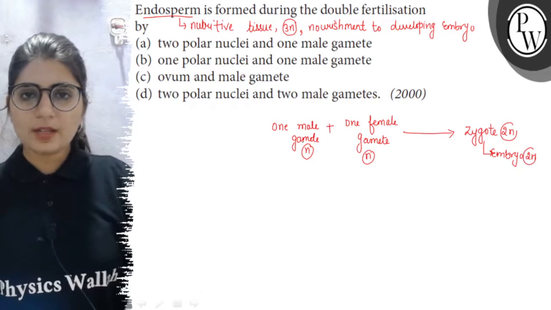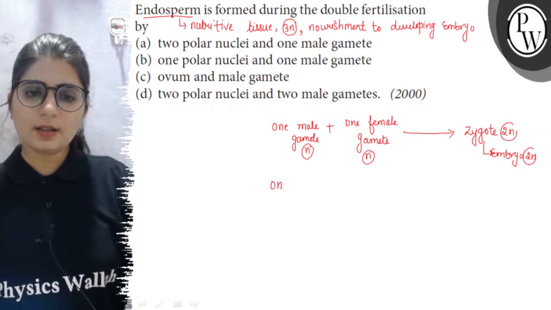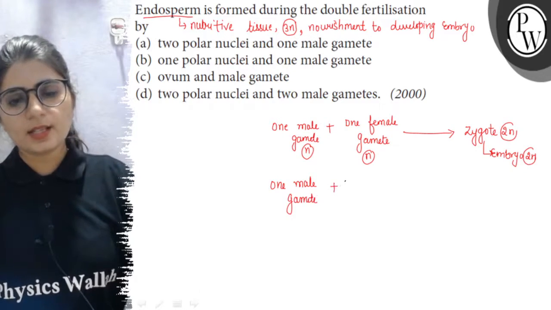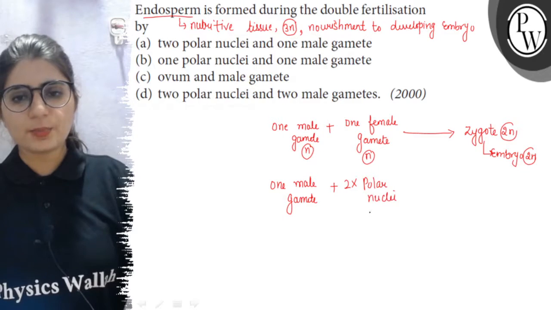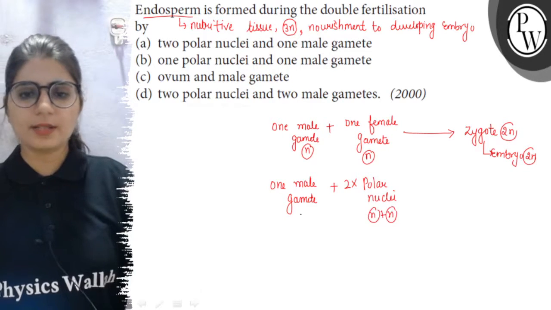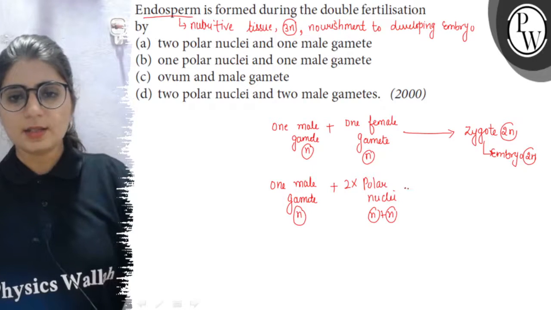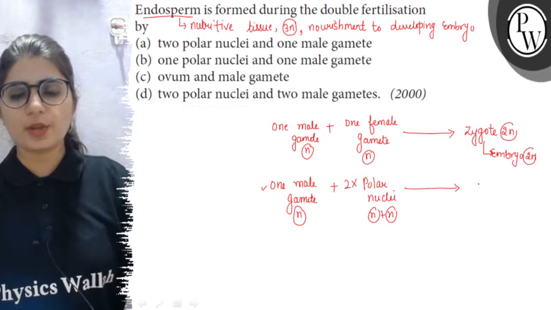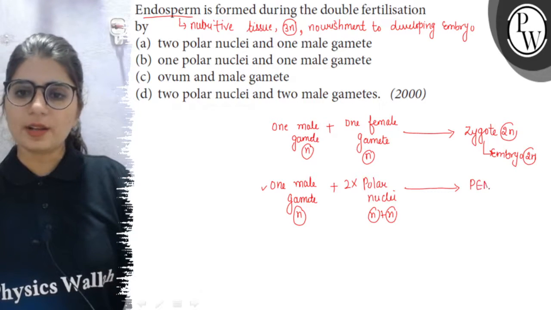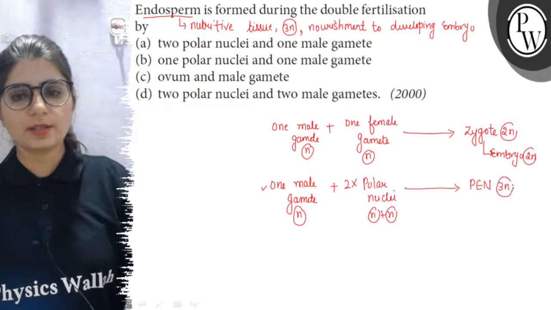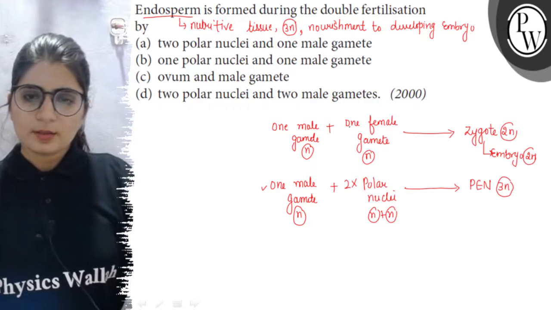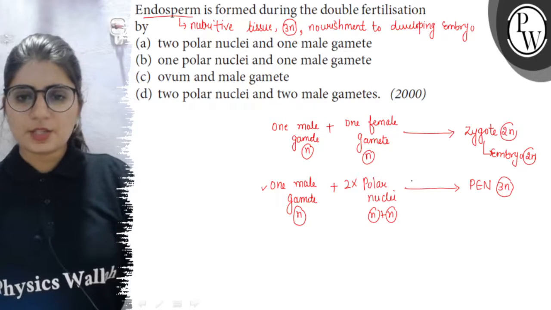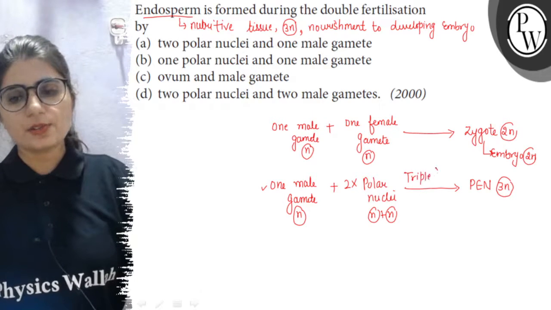Now, one pollen grain has two male gametes. So, another male gamete fuses with two polar nuclei. These two polar nuclei are present in the central cell, and these polar nuclei are haploid. So, we will represent it N plus N, and they together fuse. These three nuclei, one male gamete and two polar nuclei, fuse together to form a triploid nucleus called primary endosperm nucleus. Now, what happens after this fertilization, which is called triple fusion, as it involves three nuclei?